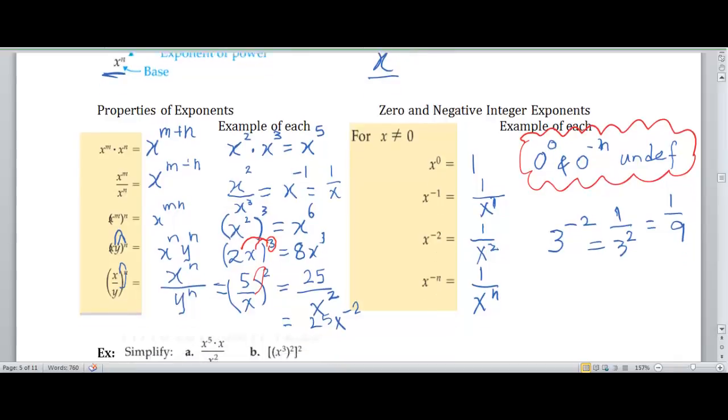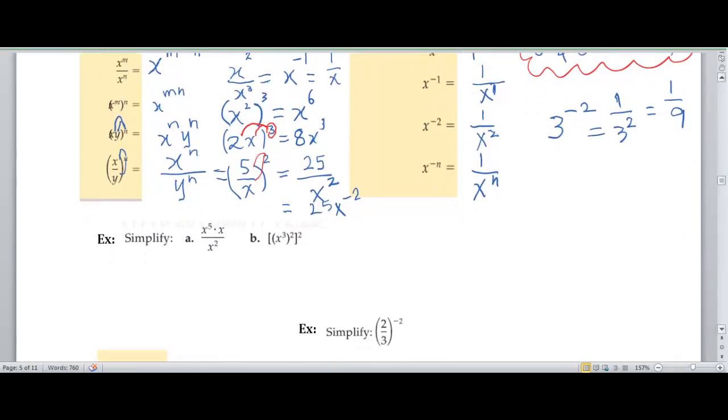All right, let's scroll down and do some examples. So let's simplify these.